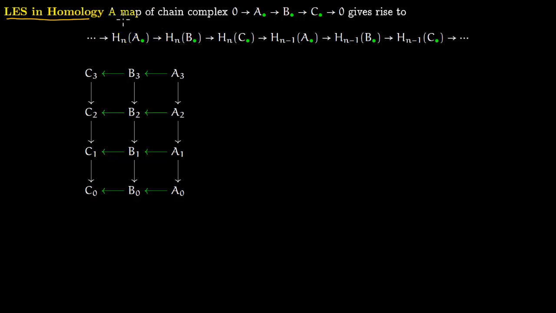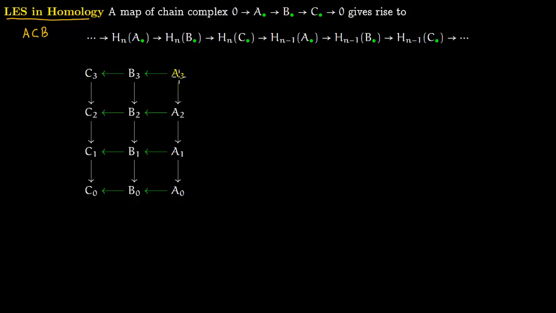So note that we have already proved this for topological spaces, for pairs like A contained within B, and then C is just B modulo A. That we have done. Here we will do it for this case where we just have chain complexes like this. So first we start with the map. You make a double complex like this.